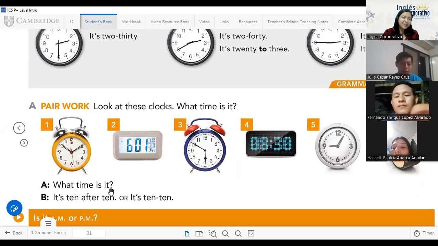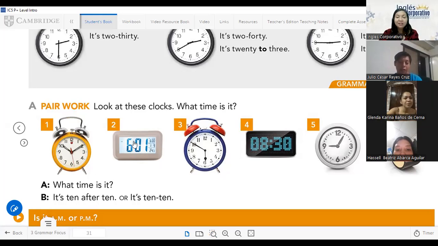For example, what time is it? It's 10 after 10 or it's 10:10. Okay, what about number 2? What time is it? It's 6:01 or it's 1 after 6. Very good. Number 3, what time is it?